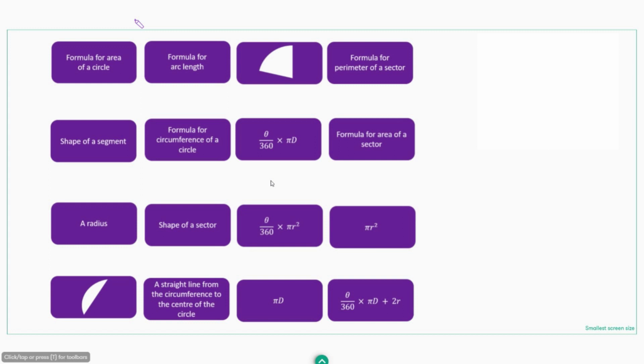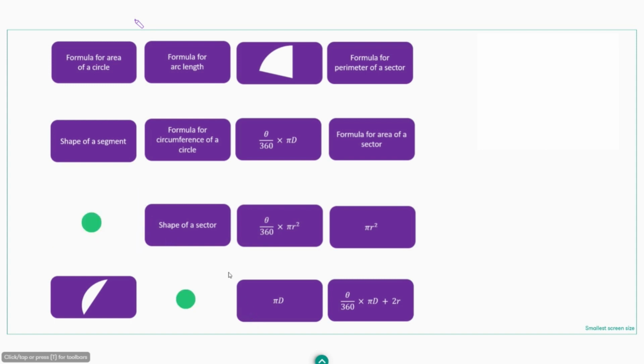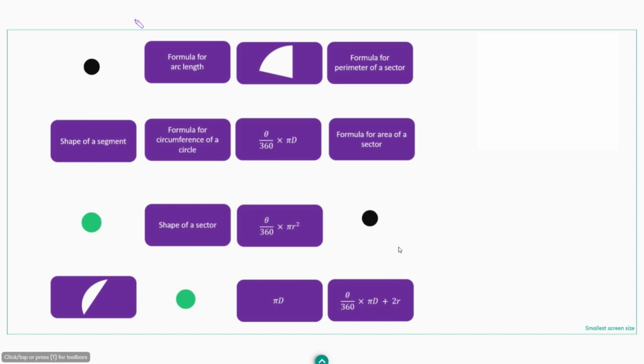So what we're going to start with is a matching exercise. Can you see the purple shapes on the screen? Yeah. If you choose one and then try to find its partner and click on them, if you're correct, you should see a matching shape underneath. So ready when you are? Okay. So a radius is a straight line from the circumference to the centre of the circle. Great, you've got a matching pair. Where next? So the formula for area of a circle, yes, is pi r squared. Yes, well done.